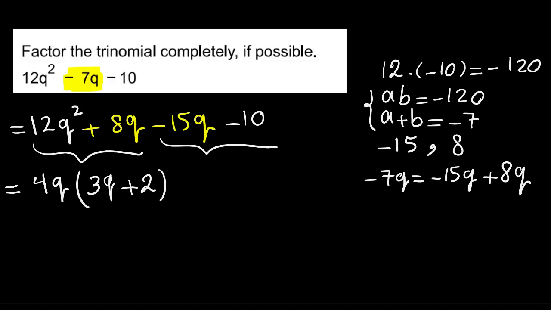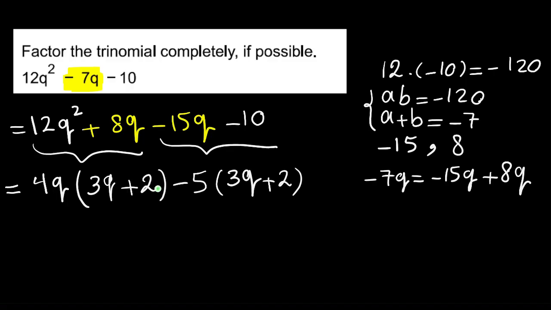From the second group, what's the common factor? Negative 15 is negative 5 times 3, and negative 10 is negative 5 times 2. So the common factor is negative 5. So we factor negative 5 from negative 15q. The remaining, when you divide, is positive 3 times q. And from the second one, divide negative 10 by negative 5. Remaining is positive 2.